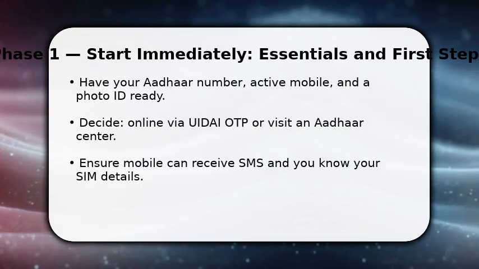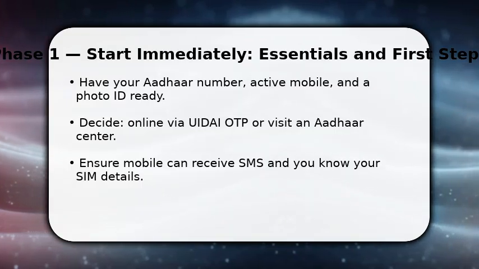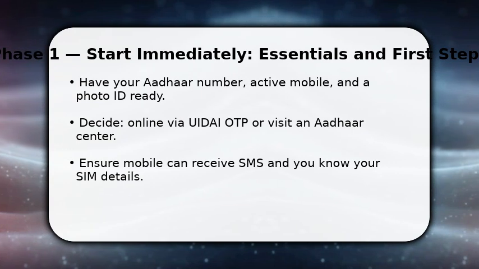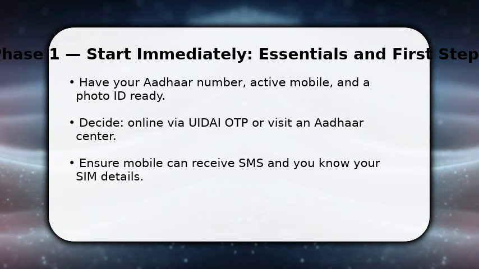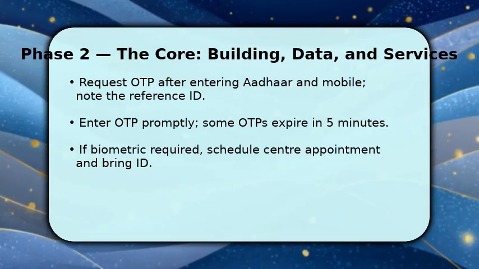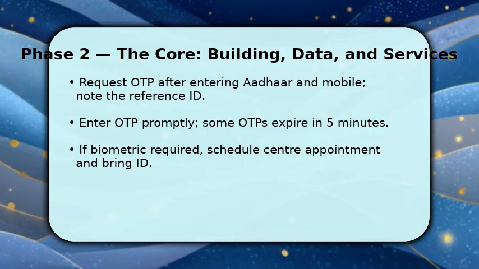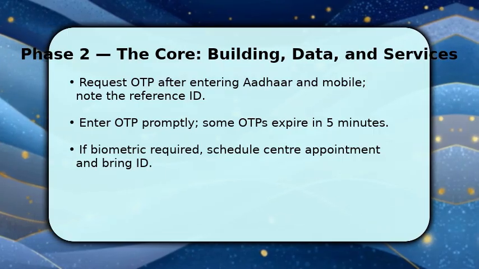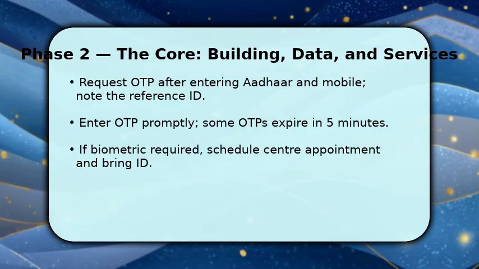Start on a secure network, open the Aadhaar service for mobile link, and enter your Aadhaar and the mobile number you want to link. Once you submit the Aadhaar and mobile number, you request an OTP, which is sent to the mobile you supplied. You must enter the OTP promptly. Many expire in roughly 5 minutes, so be ready.